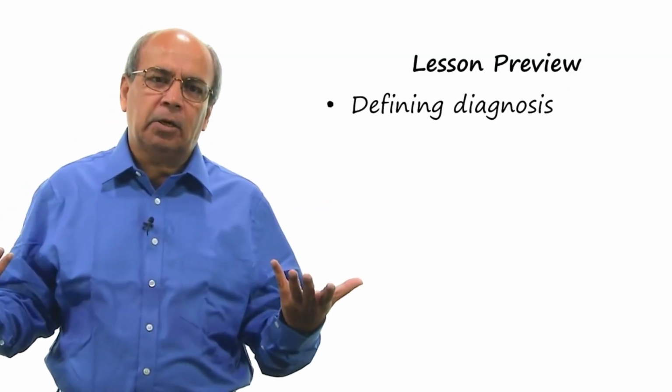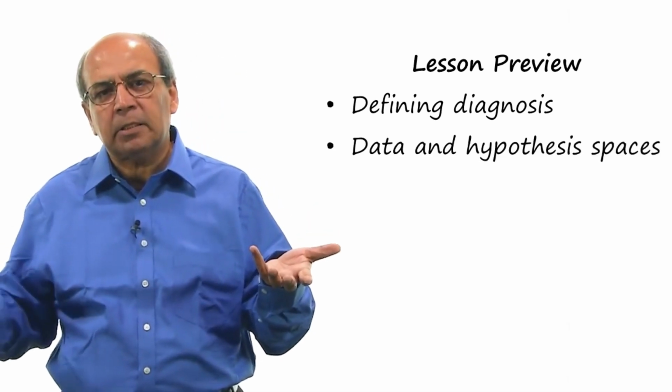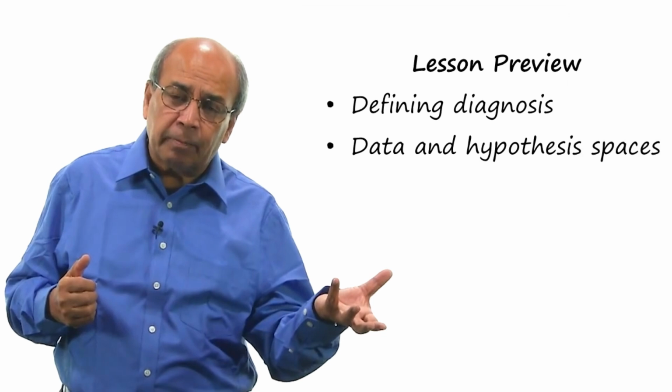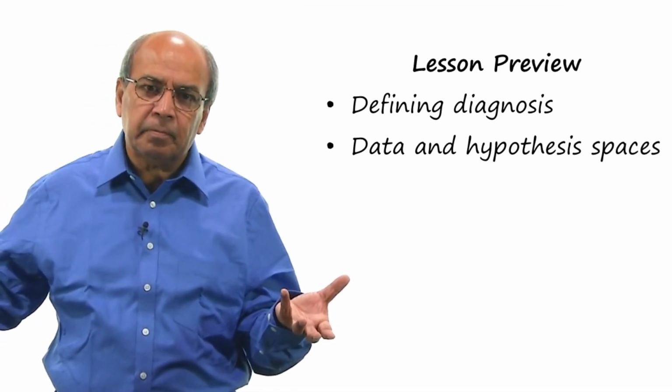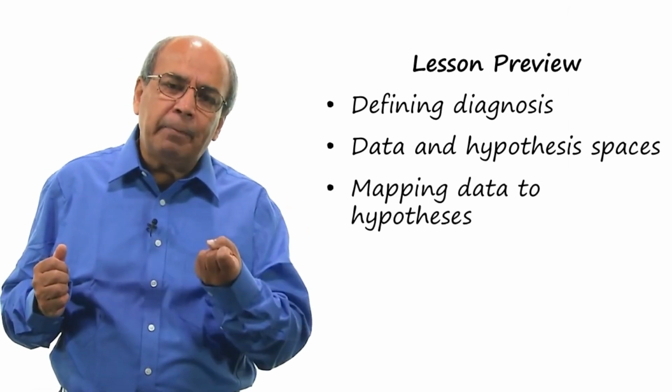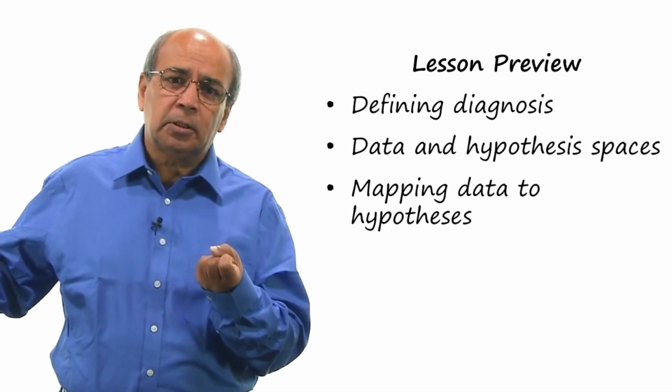We'll start by defining diagnosis. Then we'll set up two spaces, a data space and a hypothesis space. Data about the malfunctioning system, hypothesis about the fault that can explain that malfunctioning system. Then we'll construct mappings from data space to hypothesis space, which amount to diagnosis.